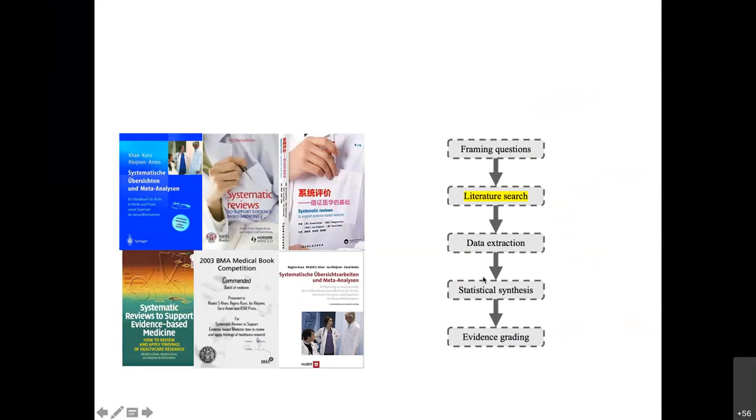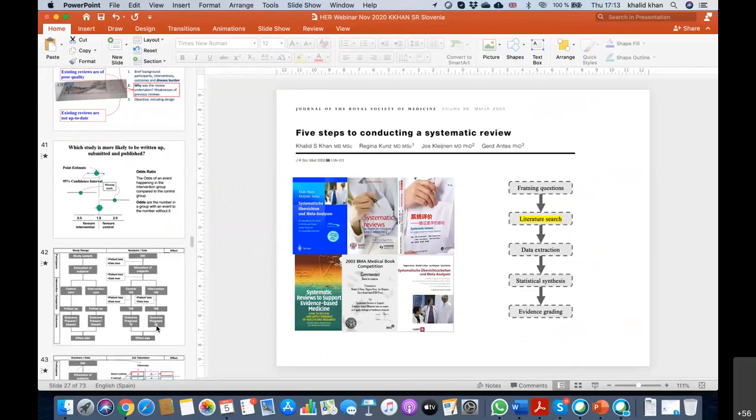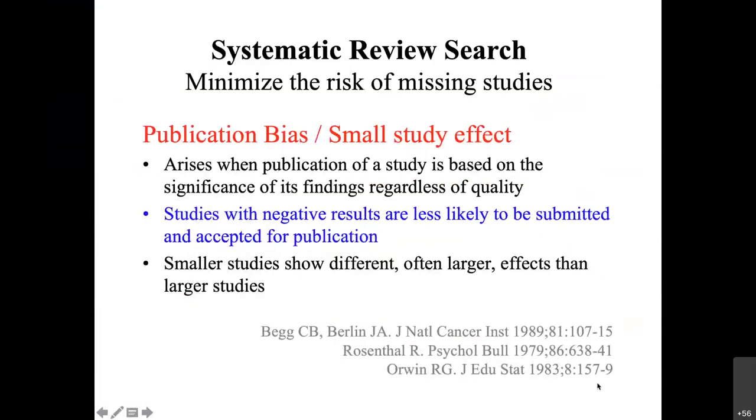So one of the ways to avoid missing studies is to search as many databases as you can. But another way to try to figure out if you have any missing studies is to examine the data you have extracted in order to see whether there is a risk of missing studies. So we now want to look at how this can be achieved. Assessing the risk of missing studies is also called examining the risk of publication bias. This type of bias usually arises due to small study effects.